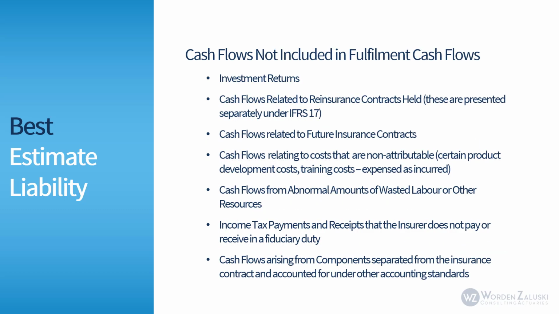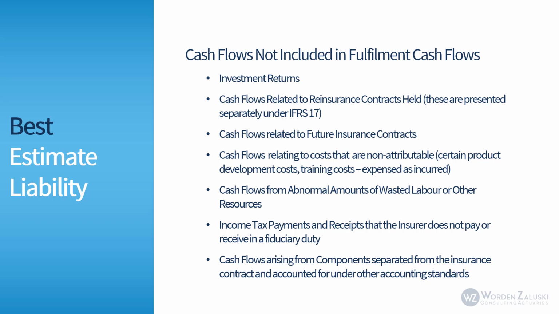And some examples of cash flows not included in the fulfillment cash flows would be investment returns, cash flows related to reinsurance contracts held, as these are presented separately under IFRS 17. So under the gross liability, you would not include any effects from reinsurance. Any cash flows related to future insurance contracts, so any contracts beyond the contract boundary would not be included. Cash flows related to costs that are non-attributable, such as, say, certain product development costs or training costs. These are all expensed as incurred.